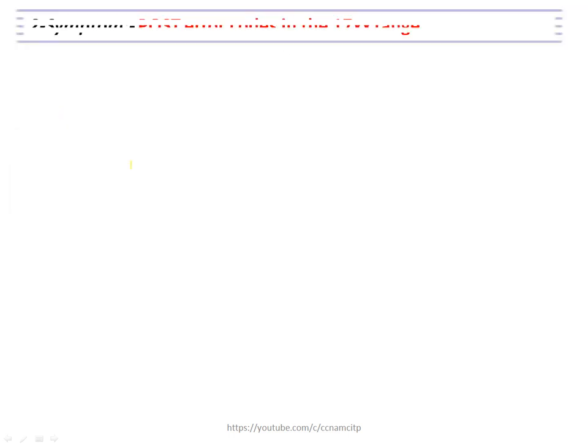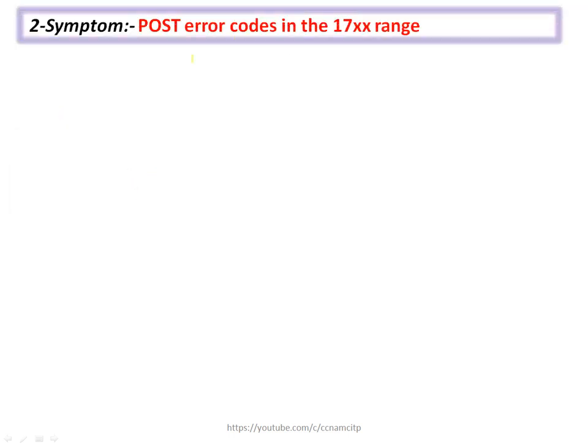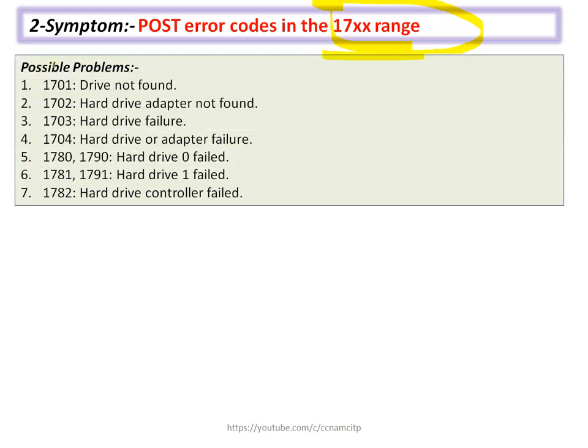Now the next one is symptom 2, POST error. There are a couple of errors we generally see on the screen at the time of your system boot, at the time of POST, which is known as power on self test. It starts from 1700, and this is the range of POST errors basically. So there are a couple of errors here. For example, the very first one, 1701, drive not found.